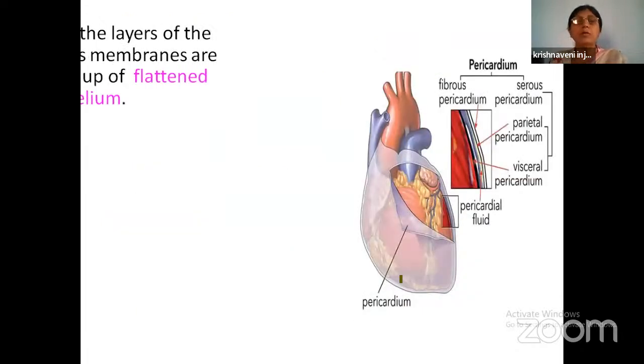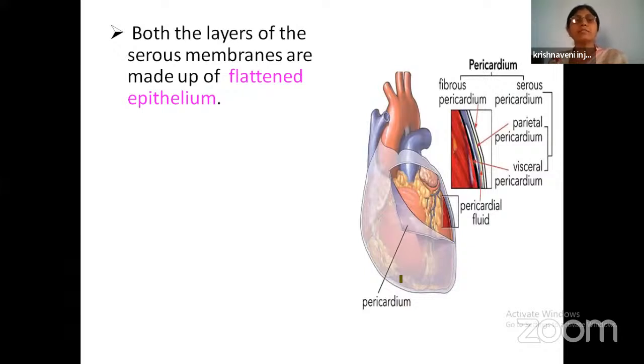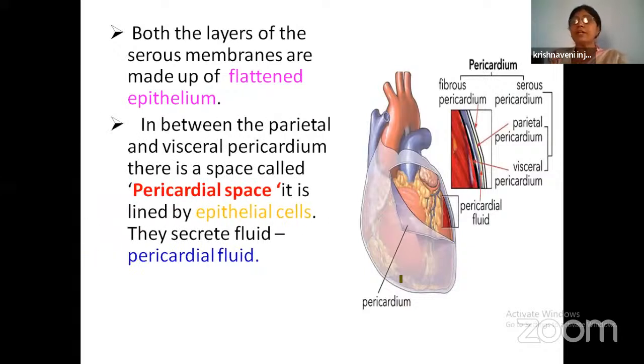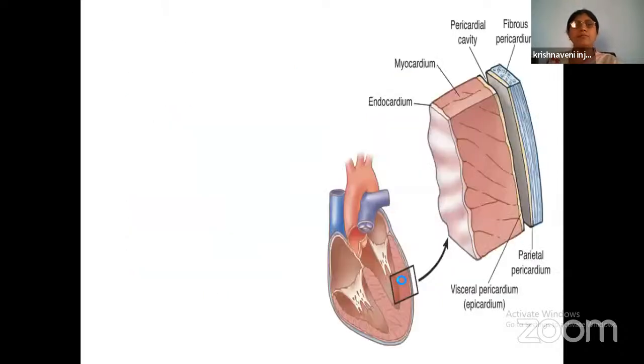Next, both the layers of the serous membranes are made up of flattened epithelium. Yesterday we have completed, just recapitulation it is. In between the parietal and visceral layers, space is there, that is called pericardial space. It is also lined by epithelial cells. They secrete fluid. That fluid occupies the space, pericardial space. It reduces the friction. The function of the fluid is it reduces the friction. And layers also we have completed.